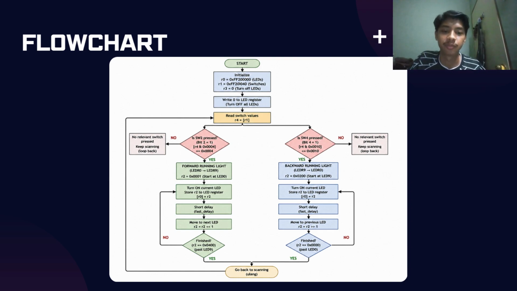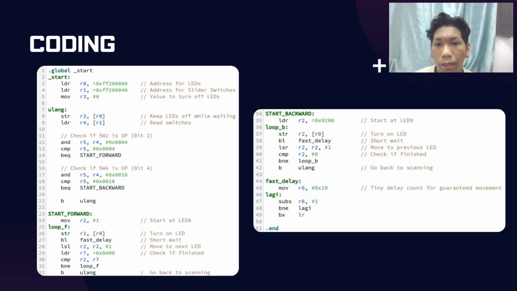Thank you. Hello and good morning to everybody. So I'm here to explain the coding. As we can see from lines 3 and 4, register R0 is loaded with the LED address and register R1 is loaded with the memory address of the switch. For line 8, store R3 into R0. We do this to make sure that the value of the LEDs remains 0 for the whole loop.